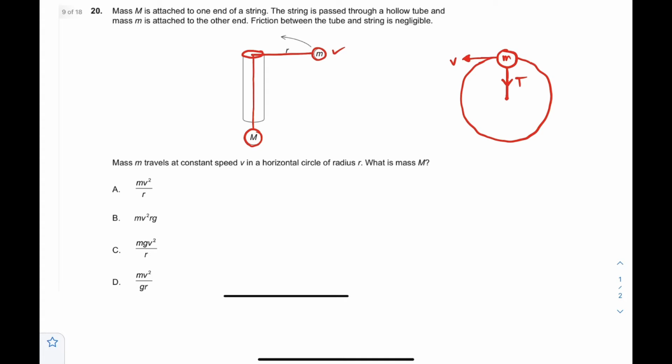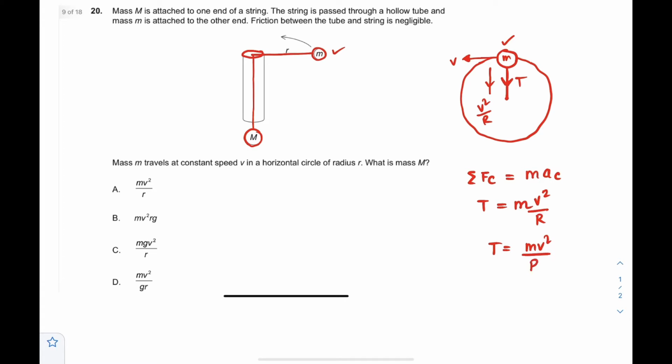So what can I write? The summation of net force towards the center of the circle is equal to mass into acceleration of the particle towards the center of the circle. So what is the force acting towards the center of the circle? Only tension T is acting, right? So T is equal to mass into what is the acceleration of small m towards the center? Centripetal acceleration, right? v square by capital R. So from here we get that T is equal to mv square divided by capital R. So this completes the free body diagram of the small m part.